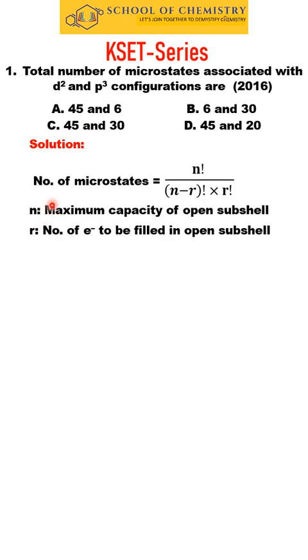Now if we apply this formula to the d2 as well as the p3 configuration, what are the answers that we get, we shall see. For d2, the n value will be 10 and the r value will be 2. It is a d subshell, so n is the maximum capacity of the d subshell, which is 10. Maximum 10 electrons can be filled in the d subshell, so n is 10. And 2 electrons we are asked to fill, as it is the d2 configuration, so that 2 you can directly take as r here.